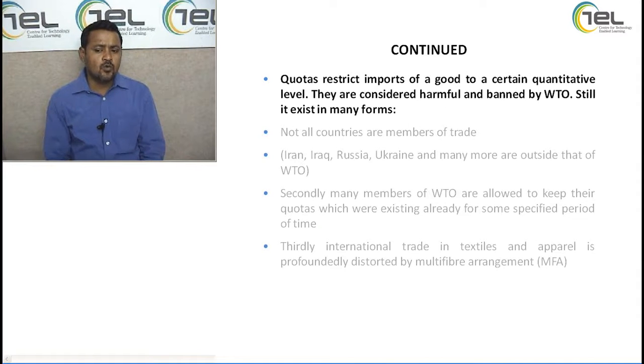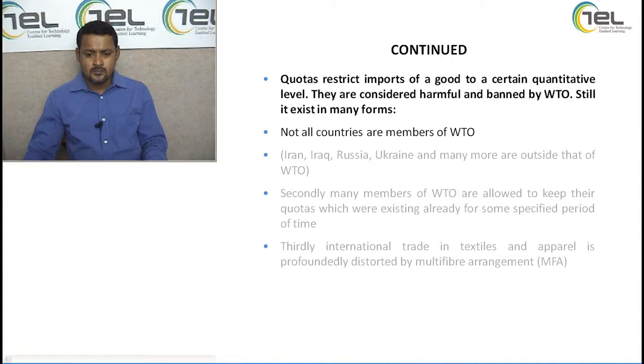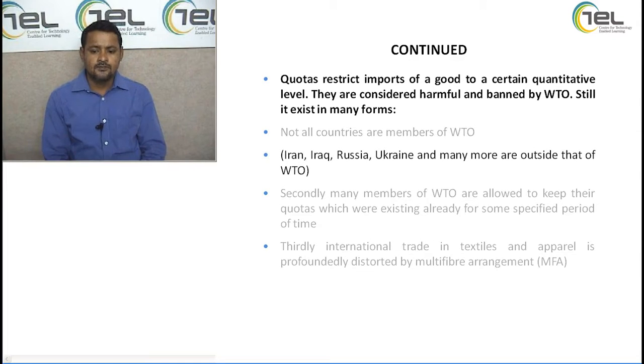Quotas restrict imports of goods to a certain quantitative level. They are considered harmful and banned by the World Trade Organization. Still, they exist in many forms because not all countries are members of the WTO. Countries like Iran, Iraq, Russia, Ukraine, and many more, Latvia, Lithuania, are outside of the WTO. They're not members of the World Trade Organization. So that's why the rules and regulations employed by the WTO are not applicable to them.